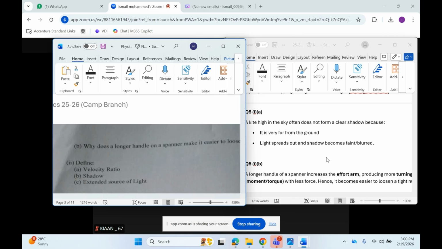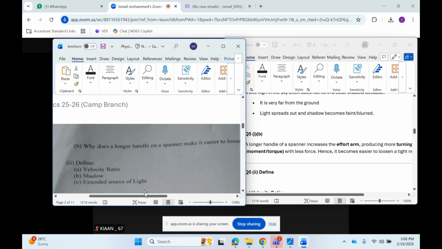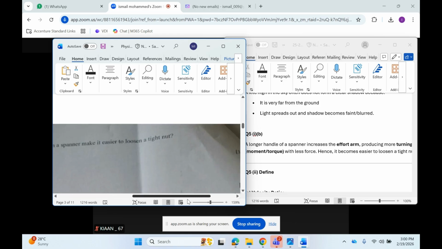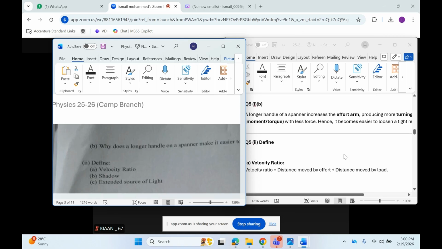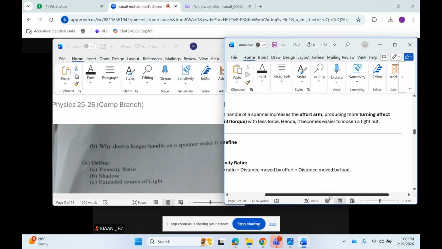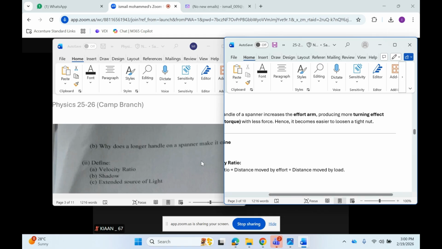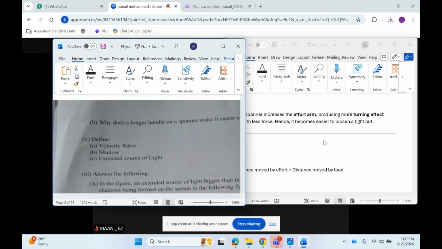Next one, B. Why does a longer handle on the spanner make it easier to loosen a tight nut? Because it increases the effort arm, producing more turning effect with less force. Hence, it becomes easier to loosen a nut. You have to remember this answer.